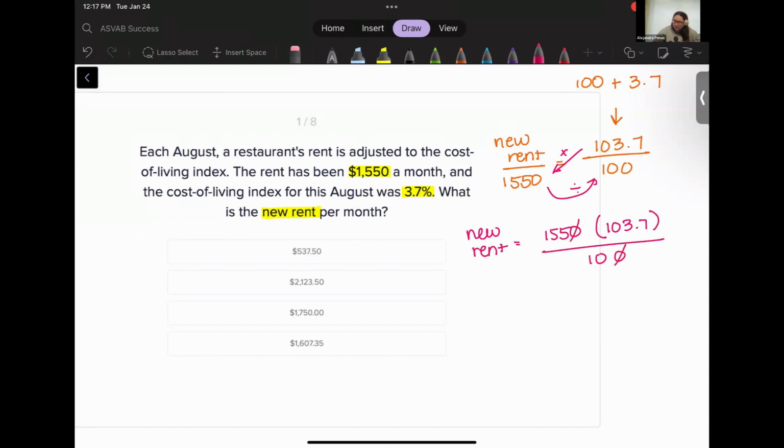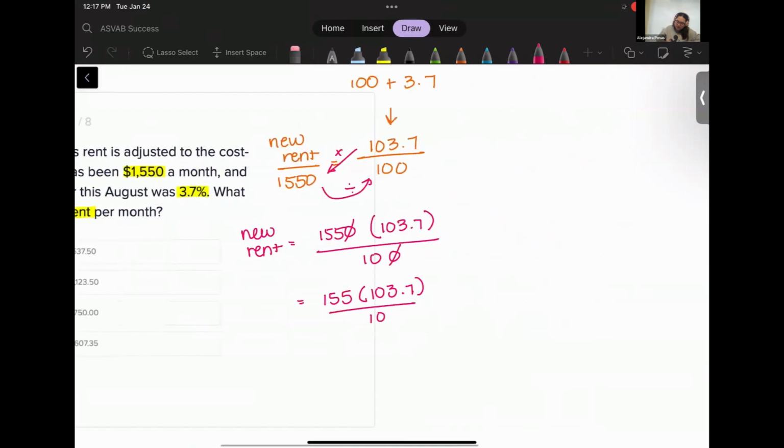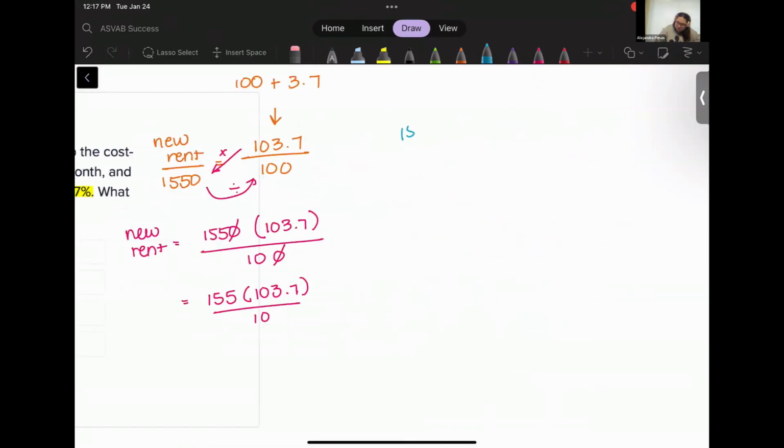0 will go away with 0. So we're left with 155 times 103.7, everything divided by 10. So let's go ahead and take care of the multiplication first. 155, and we're going to multiply that times 103.7. So we're going to have 35, carry the 3. That'll be 15 plus 3 is 18. Carry the 1. 0 plus 1 is 1, and 5.